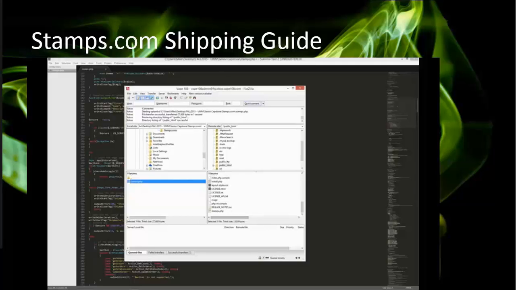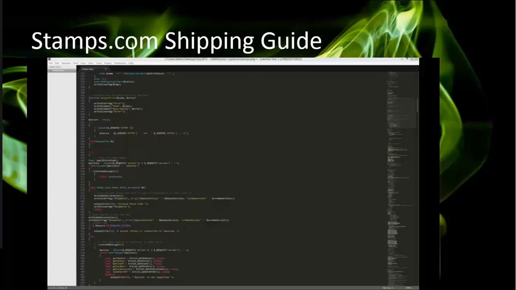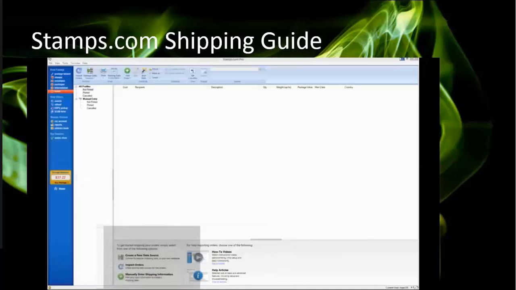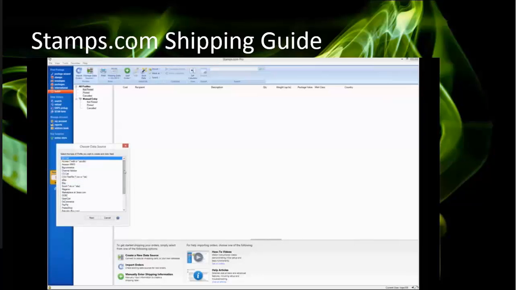The requirement for the Stamps PHP requires an HTTPS connection. So you have to make sure that certificate is issued for the website in order to work. Once we uploaded it to the website, we can now begin integrating it into the stamps.com application. In order to do that, we have to manage data sources and go to Add Source. We have to create a new data source. In this case, we're going to be creating a new Magento data source.